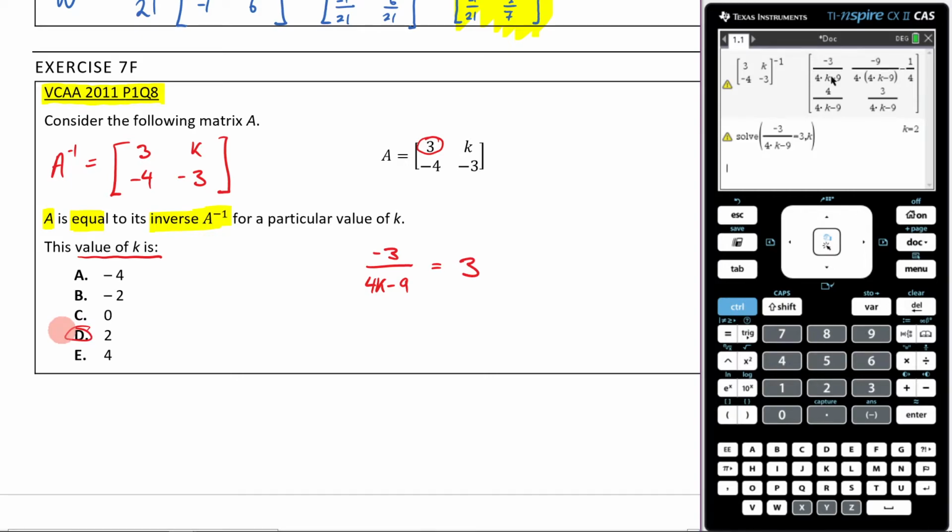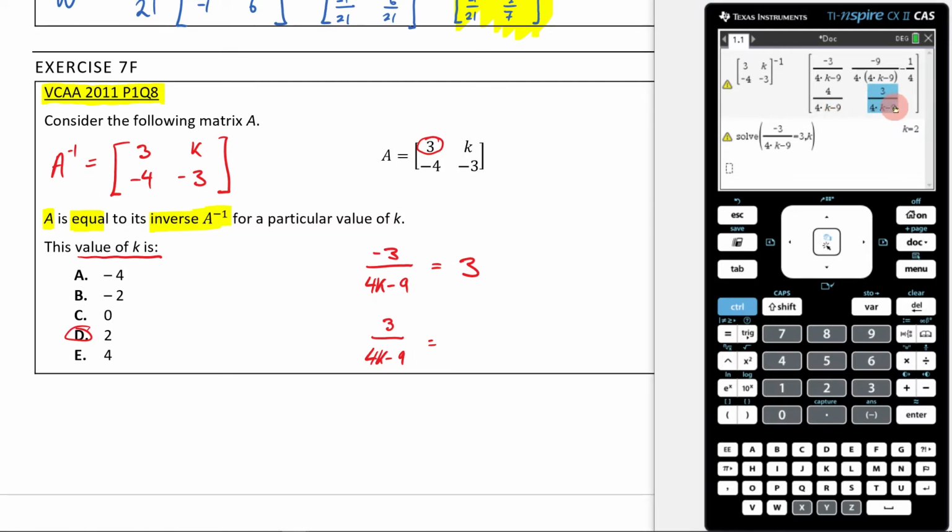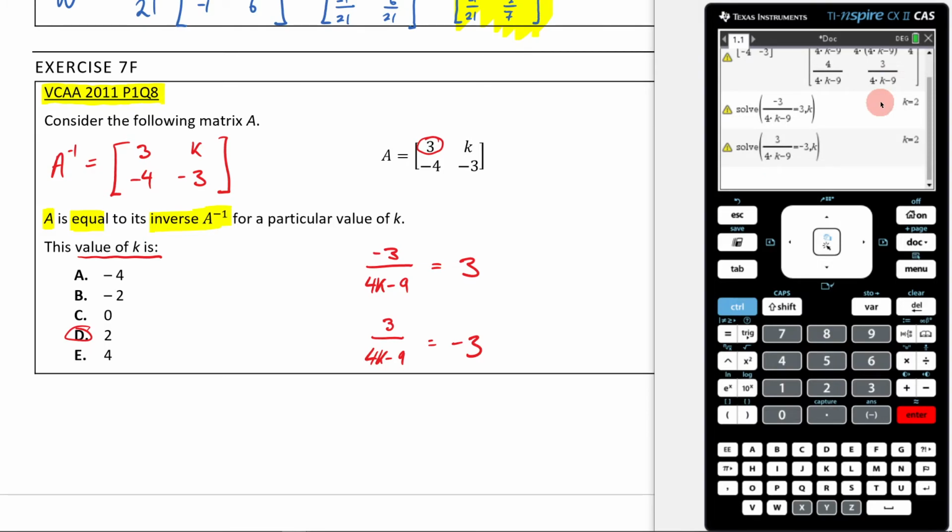Now, you could have done that for any of these elements. So for instance, let's say I wanted to do this one instead. If I chose this bottom right element, that's saying that 3 on 4k minus 9 is equal to, now, what would this element have to be equal to if A is equal to the inverse of A? Well, it's going to have to be equal to -3. So if I now go menu 3, 1 to solve, and I set it equal to -3 and solve it for k, my k is equal to 2.